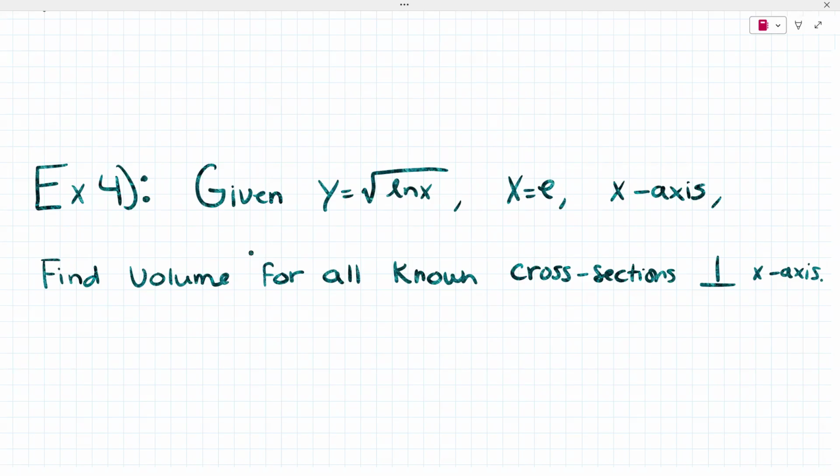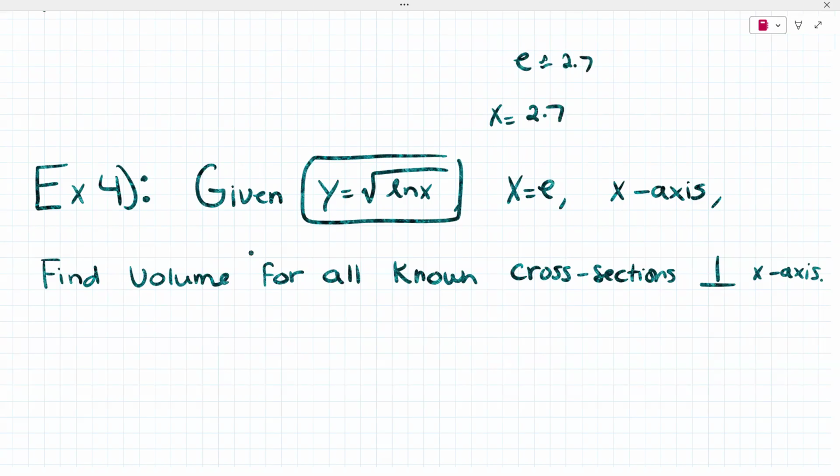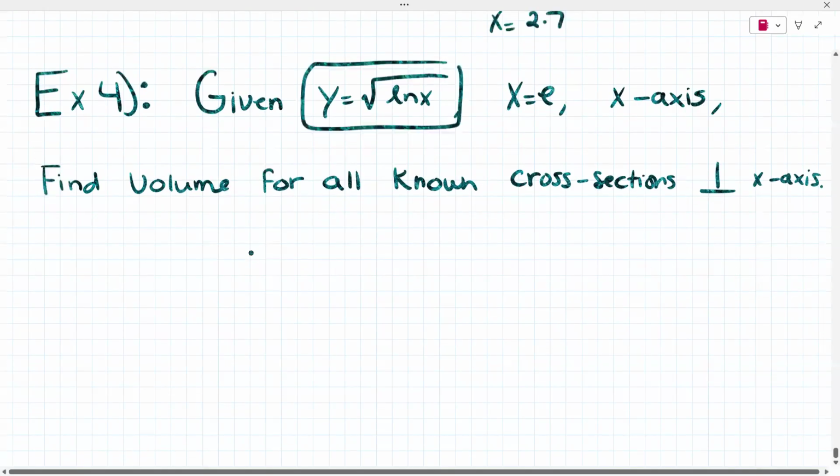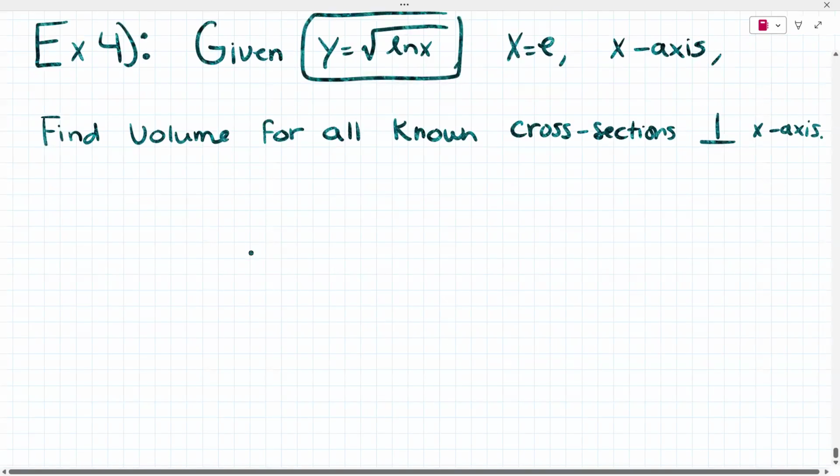So I think everything is in terms of x, but I don't know what this graph y equals square root of ln of x looks like. I know that x equals e is a vertical line because e is about 2.7. So it's a vertical line at about 2.7. So what do we know? Well, we know how to graph y equals ln of x, right?